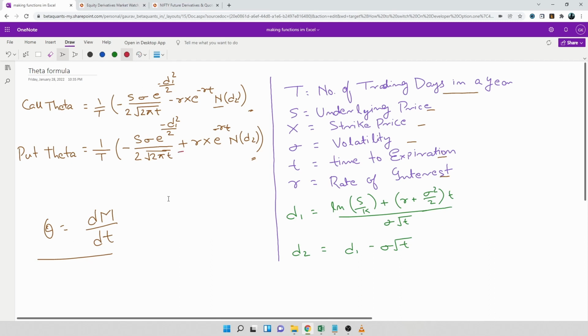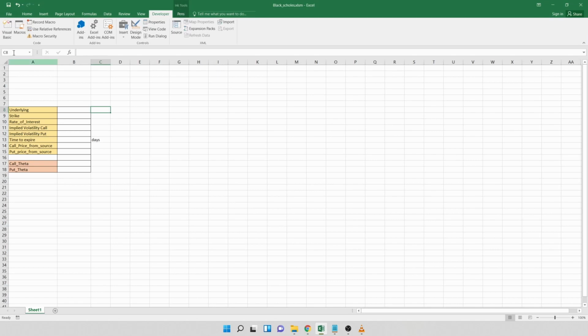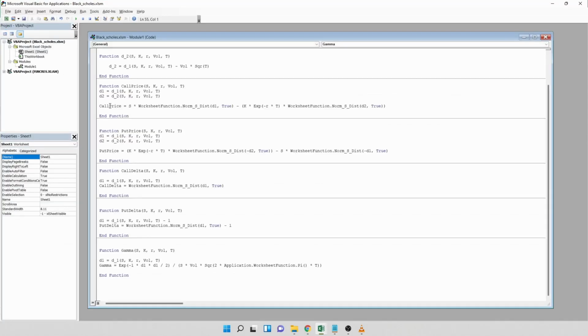We have also used the terms D1 and D2 a couple of times in our previous videos, so it would be no surprise that we are going to use the same functions in writing the functions for call theta and put theta. So now we will go ahead and open our Excel file from the last video where we already have functions for D1 and D2. We'll create a function for call theta, and we'll create another function for put theta, as per the mathematical formula discussed. Again, we'll be using the worksheet functions and application variables wherever required.